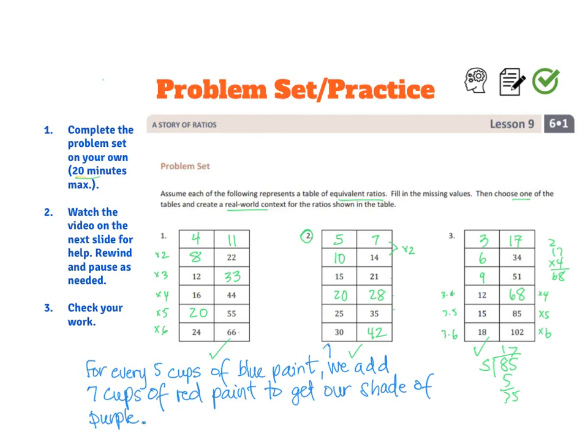You know what? That's my real world situation. We're making the color purple, and we've got our blue and our red paint, and we know our ratio of 5 to 7.